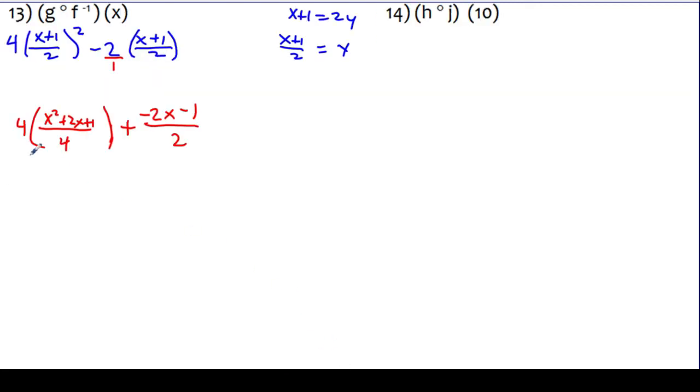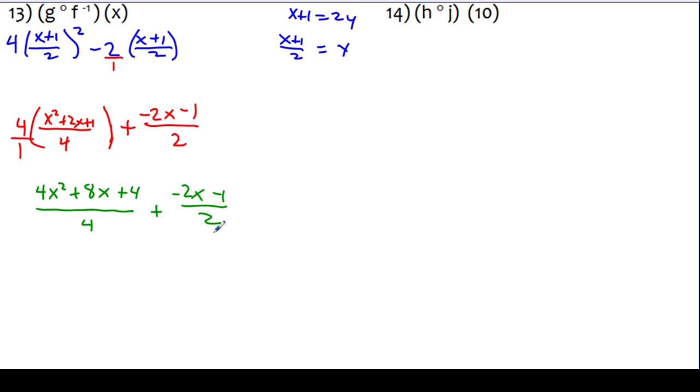Okay, so for this first polynomial, I can actually do the same thing. This is over 1 as well, which means that 4 is only going to be distributed into the numerator. So it's going to become 4x squared plus 8x plus 4. The bottom is not going to get the 4 because I have a 1 on the bottom to multiply with that. So it looks like that. Okay, and then this one's going to be negative 2x minus 1 over 2. Okay, so we're almost done. We just have to put this together, and here's our problem.